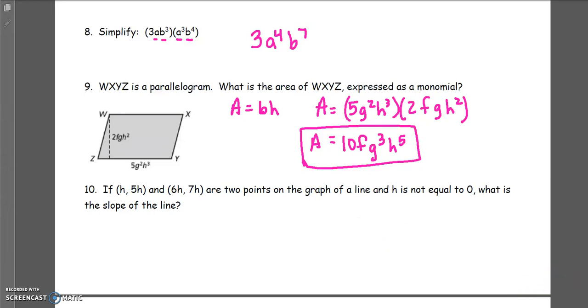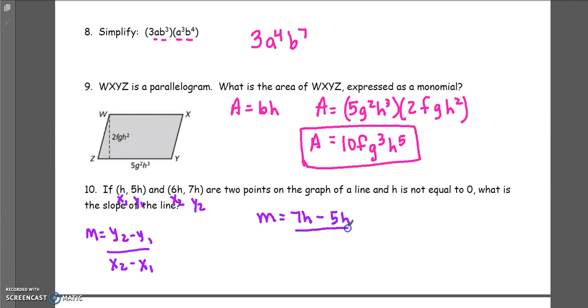Okay, number 10 says if (h, 5h) and (6h, 7h) are 2 points on the graph of a line and h is not equal to 0, what is the slope of the line? Okay, so remember the formula for slope is just y2 minus y1 over x2 minus x1. So if I label these as x1, y1, and x2, y2, it'll be pretty easy to plug things in. So my second y is 7h minus my first y, which is 5h. And that's over my second x, which is 6h, minus my first x, which is 1h.